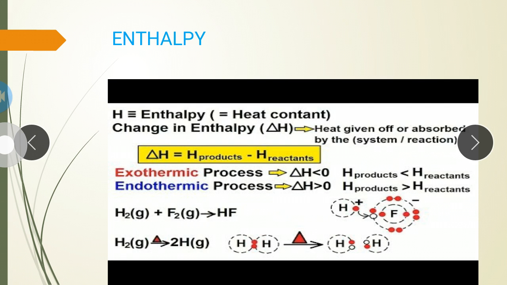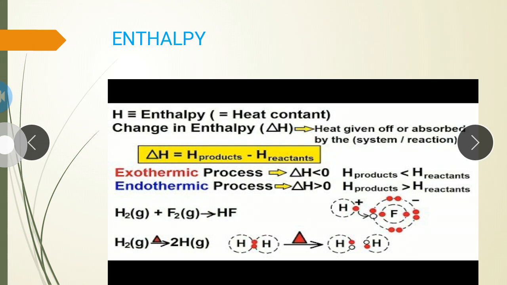So this enthalpy can be defined in this manner also. H is equal to enthalpy, or again equal to heat content. Change in enthalpy is the heat given off or absorbed by the system or the reaction. So delta H is H products, enthalpy of products, minus enthalpy of reactants. We have already seen the exothermic process. For exothermic process, change in enthalpy is less than 0. For endothermic process, the change in enthalpy will be greater than 0.